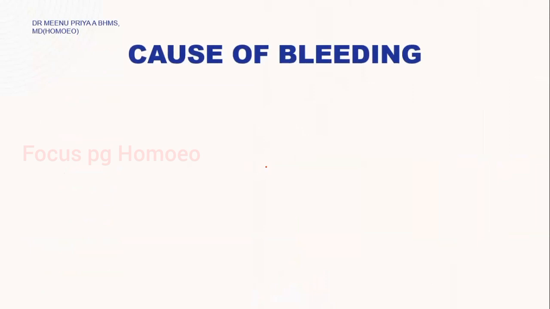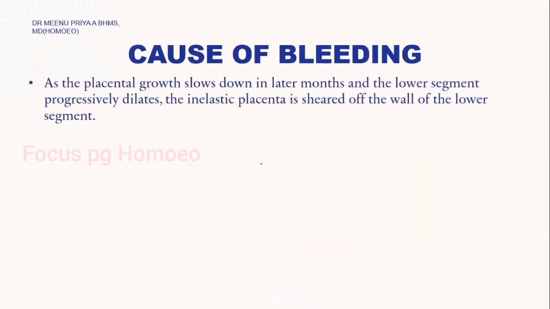Now, cause of bleeding. In the clinical features, we will see mainly it is bleeding, the hemorrhage which is occurring. As the placental growth slows down in later months and the lower segment progressively dilates, the inelastic placenta is sheared off the wall of the lower segment.